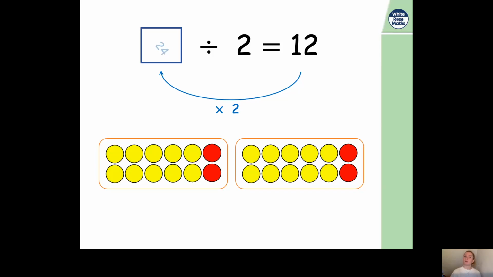Stop. There we go. So can you see how many different methods we've used? We've shared the counters, we have used a number line, and we've used a multiplication number sentence to help work out the missing number at the start.